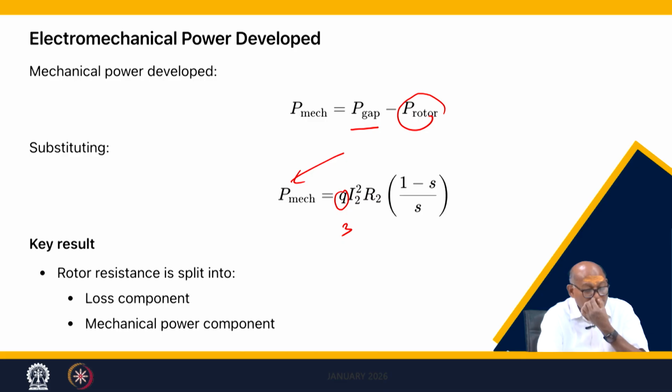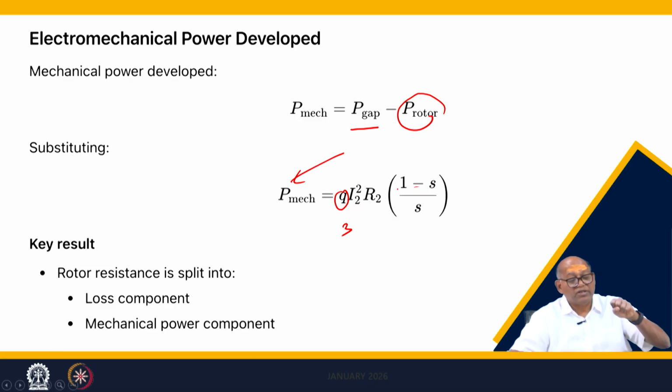When slip is equal to 1, the mechanical power developed is 0, because 1 minus 1 is equal to 0. We will see that I2 also depends upon slip, so this is a very complex function, and there you have a plot of how the mechanical power varies. You cannot say that when slip is 0 it will become 0, because I2 also reduces. So both together. But when slip becomes 1, there will be a finite value of I2.